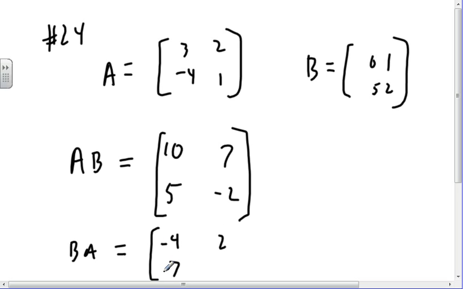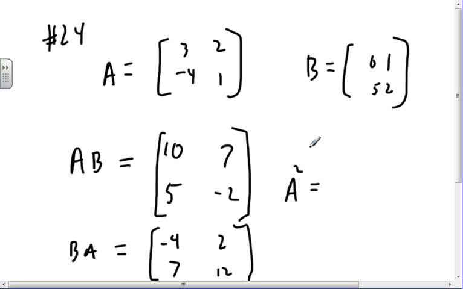15 minus 8, 7. Second row, well, no, this guy, that column. This guy, that column, 12. Notice that AB is not the same as BA. What does that mean? No commutation. So matrices don't commute. Bummer. Now we're looking for A squared.